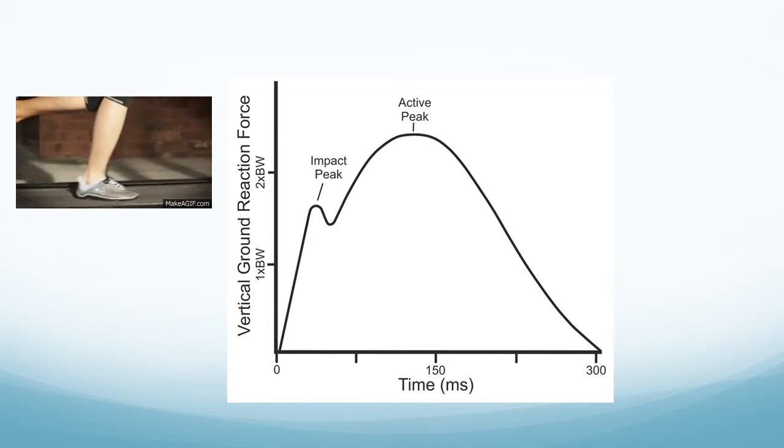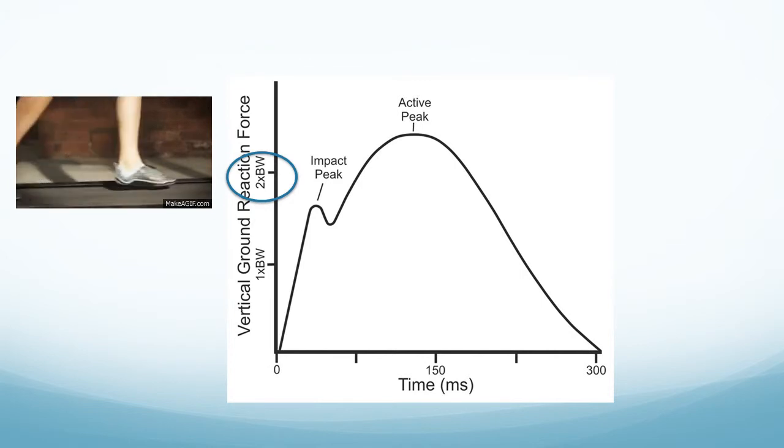Take, for example, the vertical GRF curve of a runner from initial contact of the foot to toe off. It can be seen that at its peak, the vertical ground reaction forces can be greater than 2 times the person's body weight. That's a lot of force being absorbed at the foot that needs to be distributed. As running speed increases, the peak vertical ground reaction forces increase linearly.